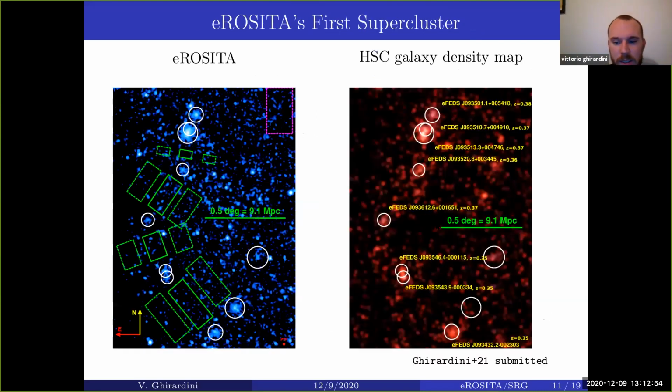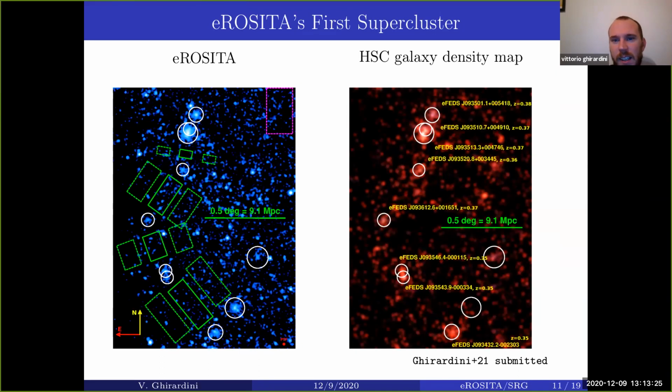So another work that was recently submitted was the discovery of the first supercluster by eROSITA. And you see on the left image here the eROSITA image, which is basically the easternmost part of the IFEDS field. And you see 8 clusters that are circled with white circles, and that are basically at the same redshift. Basically, the redshift of this system is about 0.37.